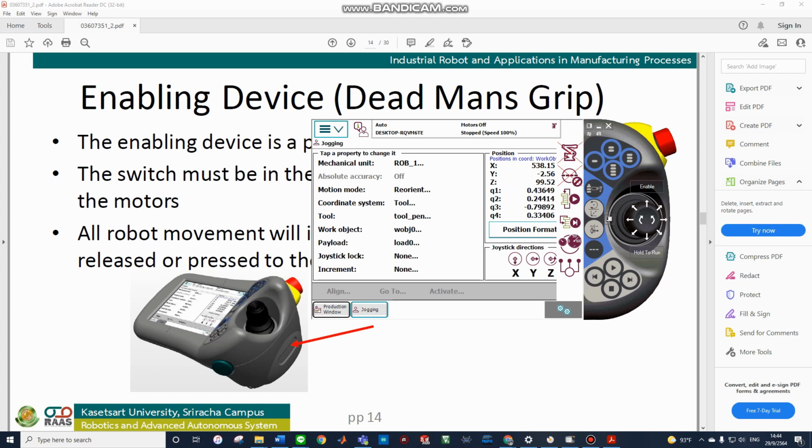This is the step mode: step in, step out, step over, next move. And this is the override speed, plus or minus 1%, 5%, 25%, 100%, and this is the tool activation, deactivation.